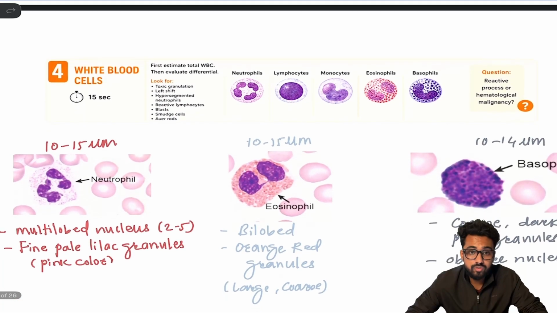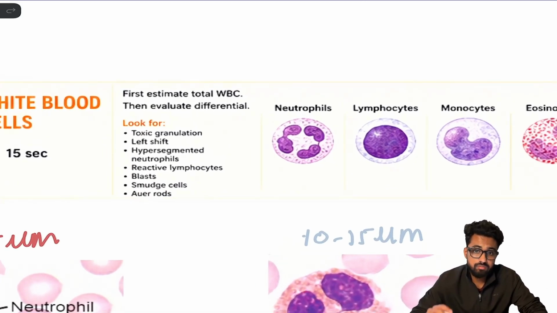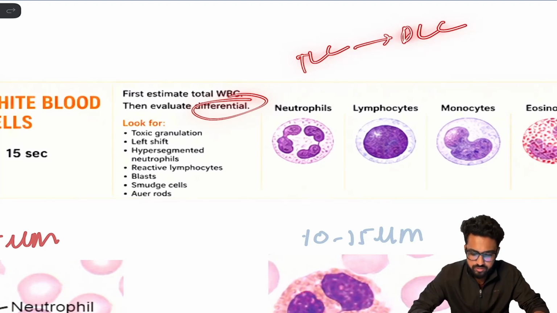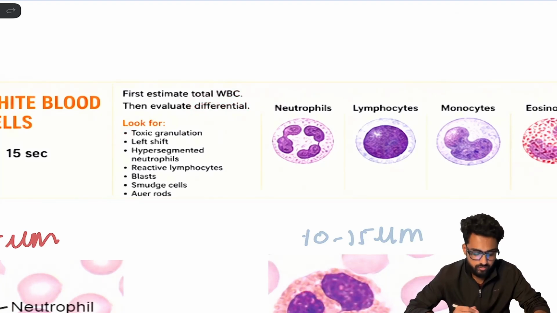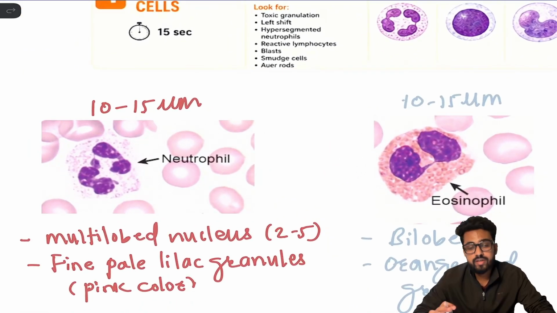So next we will go to WBC, white blood cells. First estimate the total WBC count, that is TLC, total leukocyte count. I will give the formula for calculating that. Then evaluate the differential count. So TLC first, then DLC next. Look for toxic granulation if any, shift to left, hypersegmented neutrophil, reactive lymphocyte if any, blast if present or not, smudge cells and or rods. So let's see one by one how to identify various white blood cells on microscopic examination.